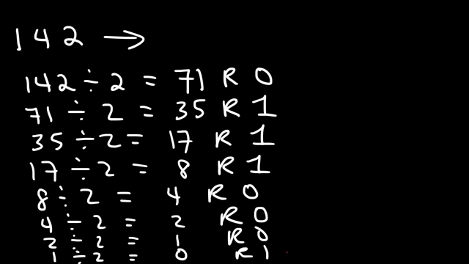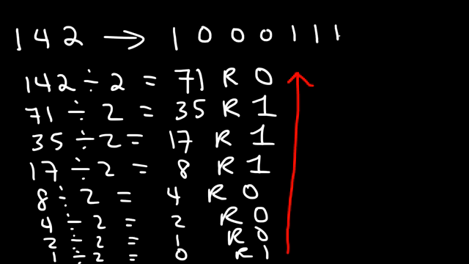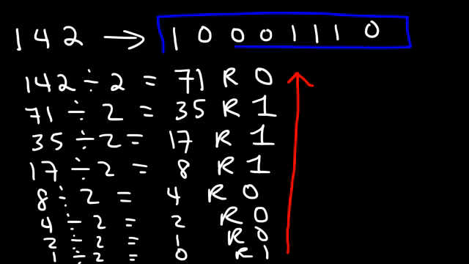So we're going to read it from the most significant bit to the least significant bit, so from the bottom to the top. It's going to be 1, 0, 0, 0, 1, 1, 1, 0. If you rewind the video, you'll see that we had this answer.